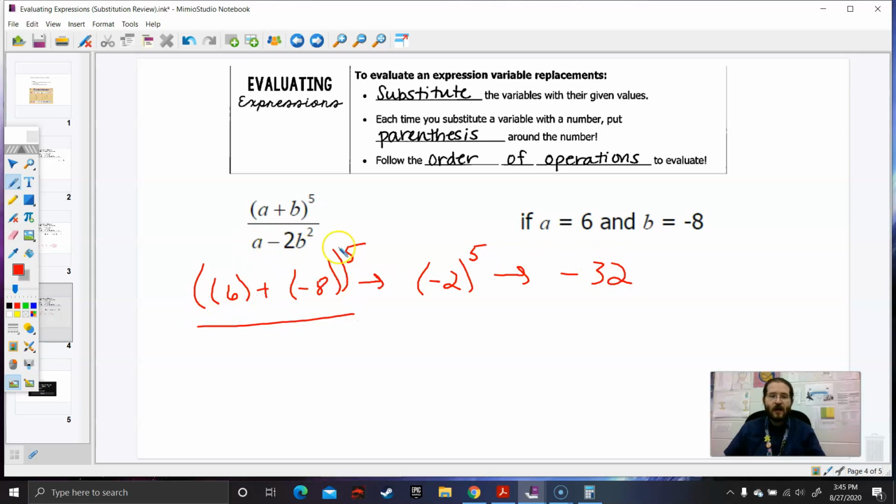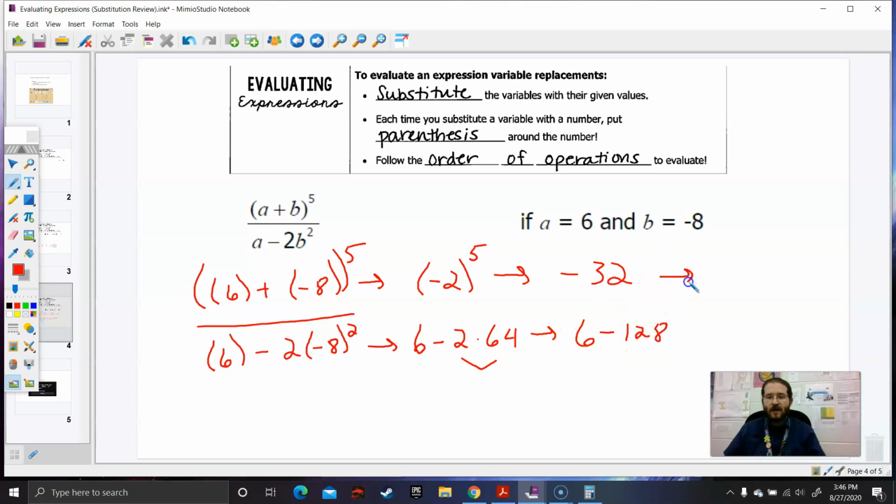All right, so now let's take a look at our bottom part of it. So we substitute that 6 for A, minus 2, we substitute negative 8 for B, squared. First things first, negative 8 squared, right? So we get 6 minus 2 times 64. All right. Now we're going to do this part. 2 times 64. All right, we have 128.